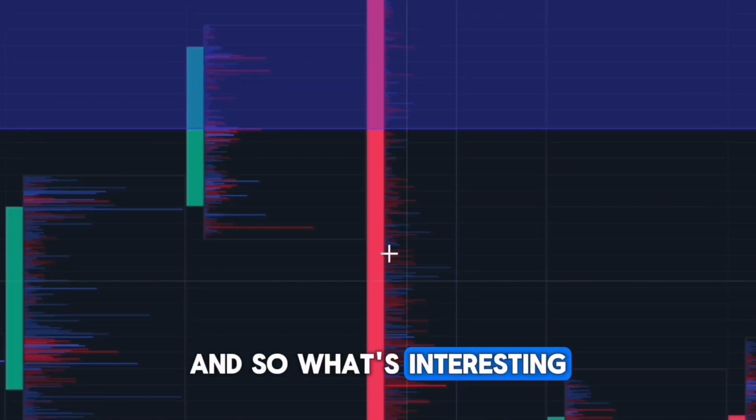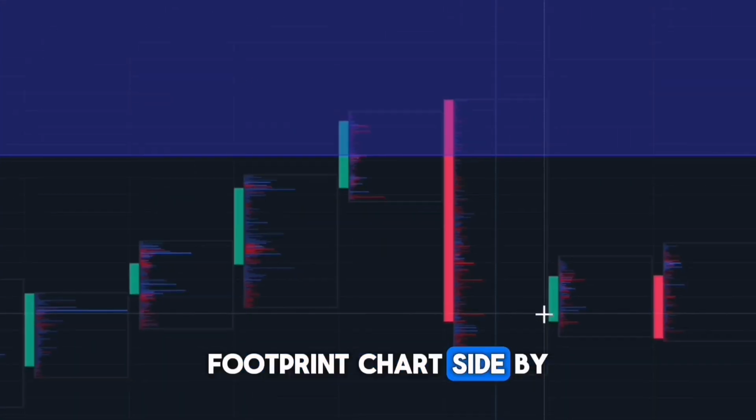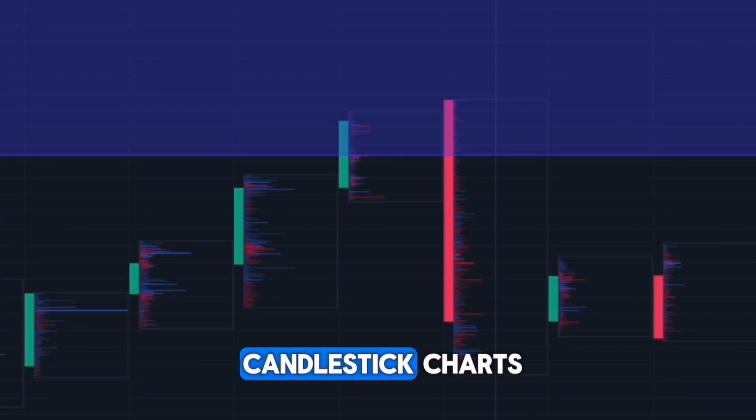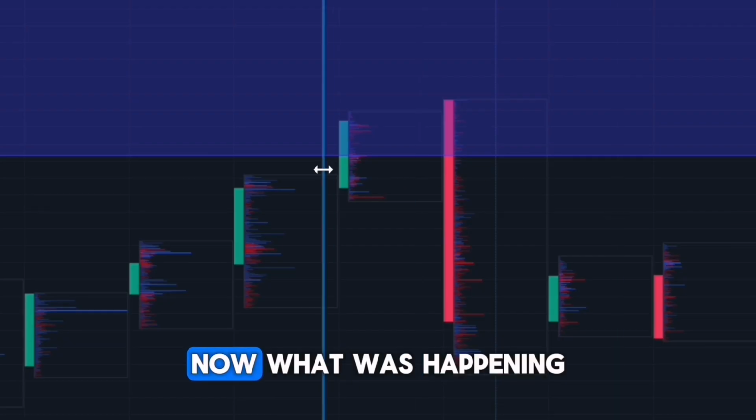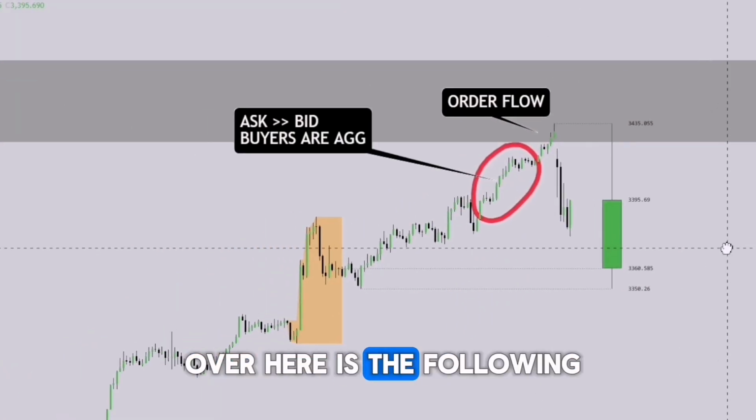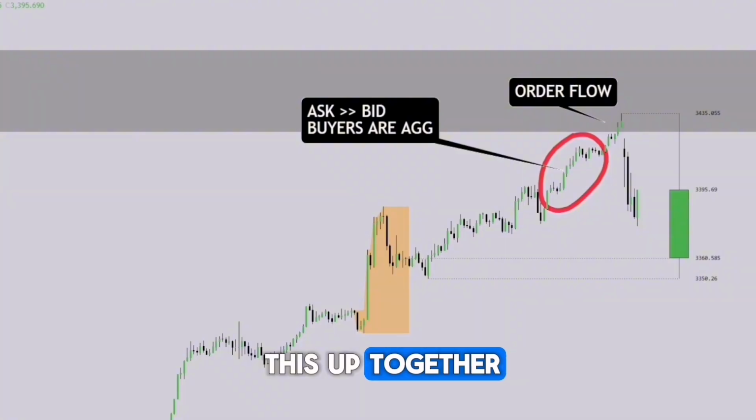What's interesting is if we bring the footprint chart side by side with the regular candlestick chart, what was happening over here is the following. Let's bring this up together.